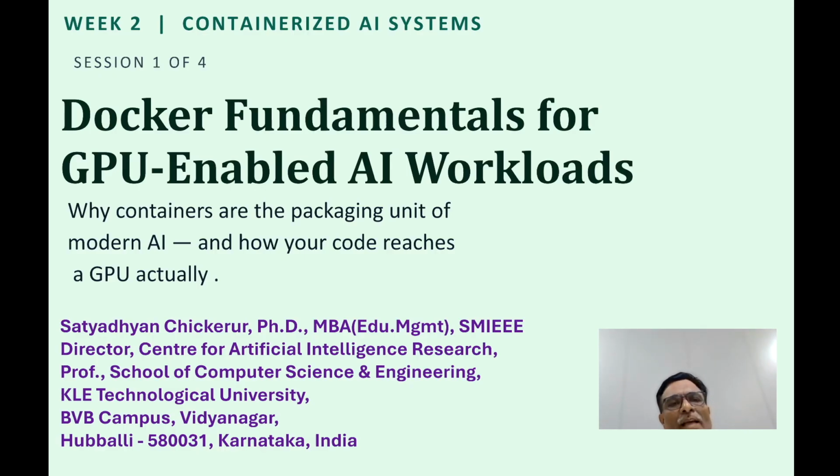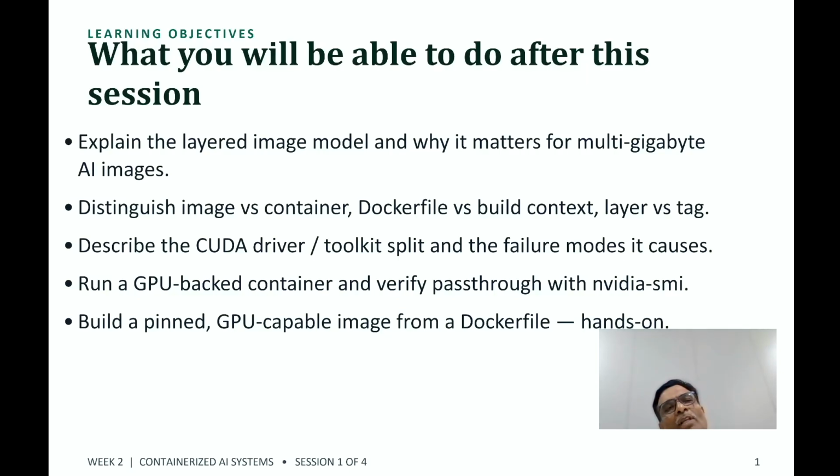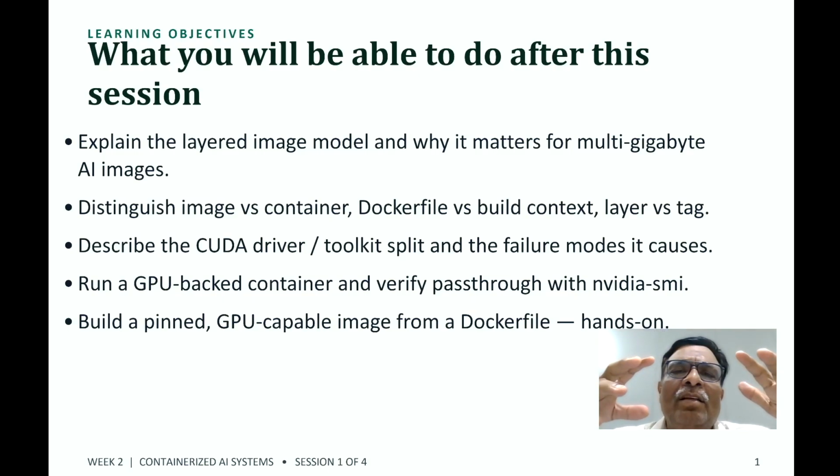The idea is to understand why containers are the packaging units of modern AI and how your code actually reaches a GPU. So, from this session, we'll be able to understand and explain the layered image model and why it matters for multi-gigabyte AI images. We would be able to distinguish between image and container, Dockerfile versus build context, and layer versus tags.